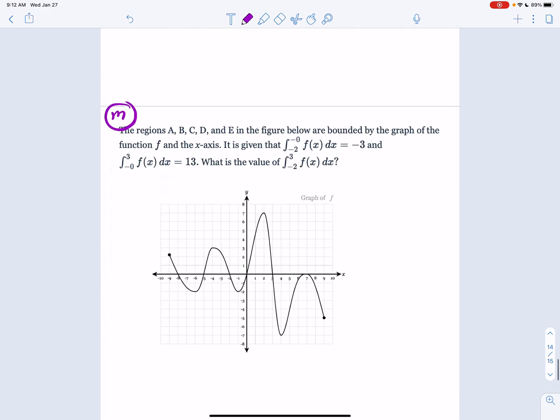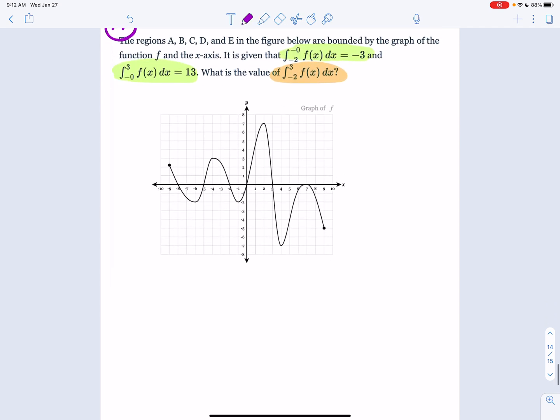Okay, so they give you some facts. This one is a very popular one on the AP exam. They tell you that the integral from -2 to 0 is -3. The integral from, why is there a -0 there? Is 13. They meant 0, not -0. And then they ask you this question here. What is the integral from -2 to 3? So here's what we do.